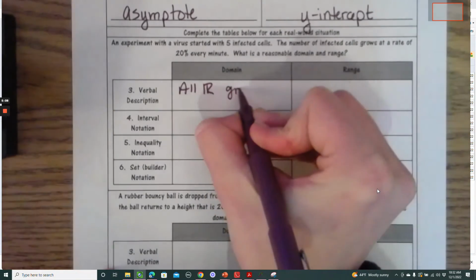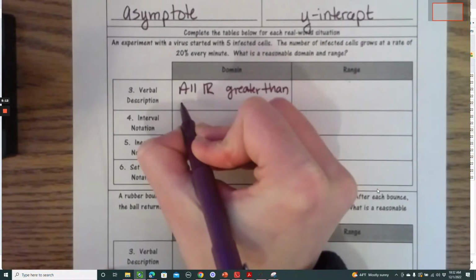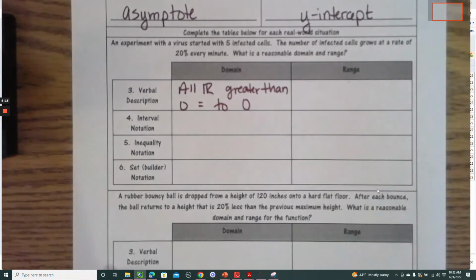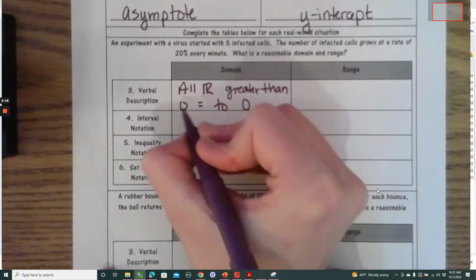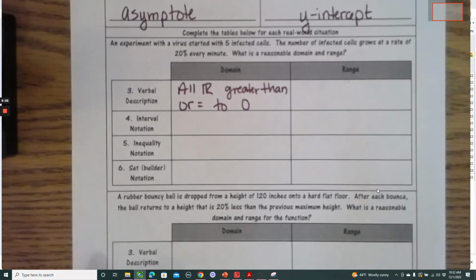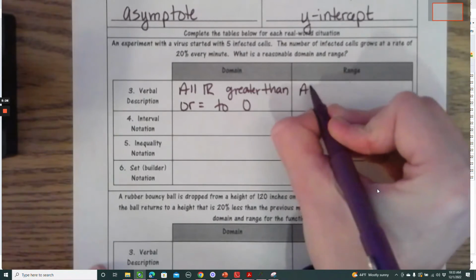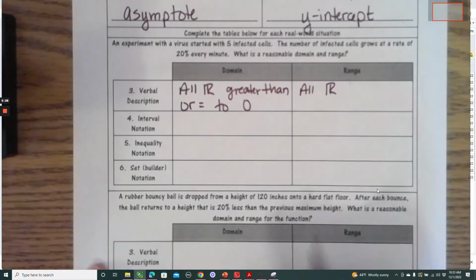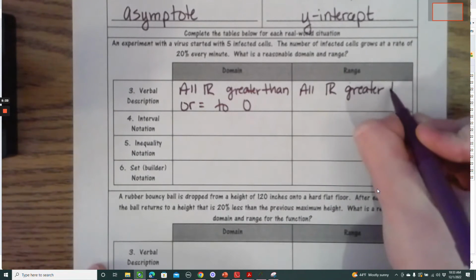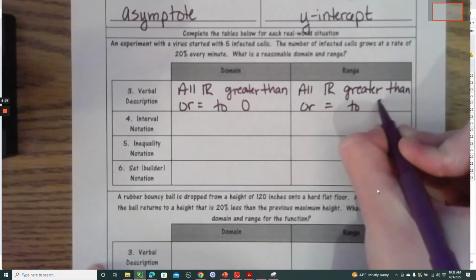So, greater than or equal to 0. I just put greater than or equal to 0. All right, so then what's my range going to be? All real numbers. Greater than or equal to 5.